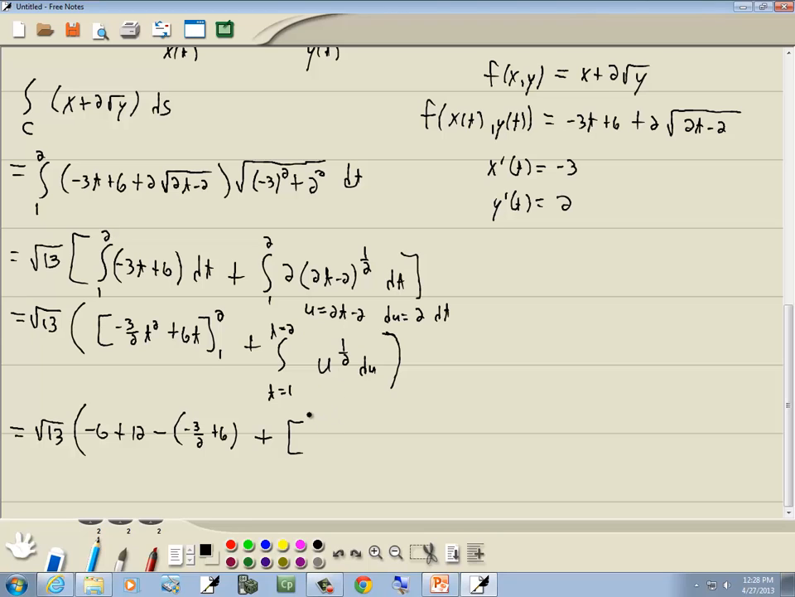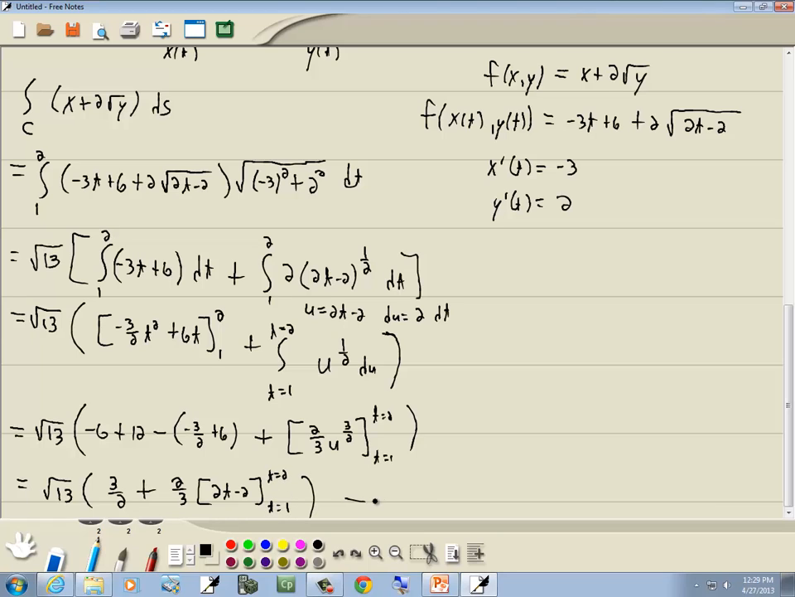Then this, you add 1 to your power, divide by the new power, so we got 2/3 u to the 3/2 from t equal to 1 to t equal to 2. So we got square root of 13. Now here's a negative 6. This negative flips this 6, so that gives us another negative 6, which is negative 12, which cancels that, so that just gives us 3/2. Plus, and I can put the 2/3 out in front. And u, we plug back in, was 2t minus 2, t equal 1 to t equal 2.